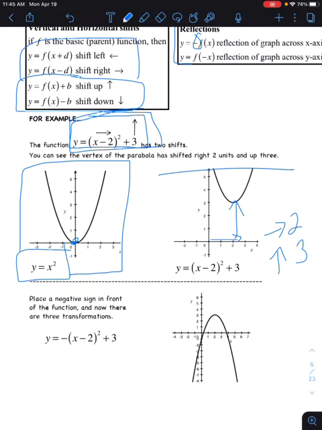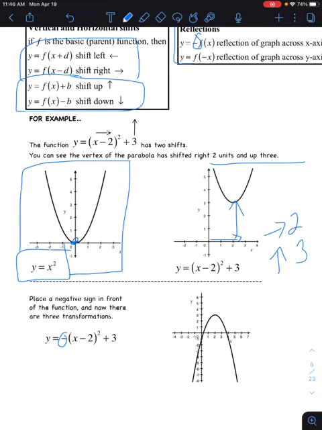Just like it says right here. And then we can just draw or sketch, do a little rough sketch of the parabola. So that's all we're doing here today, is we're doing some rough sketches, and we're going to be shifting around the vertex before we draw the shape.